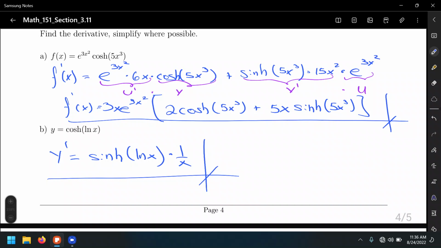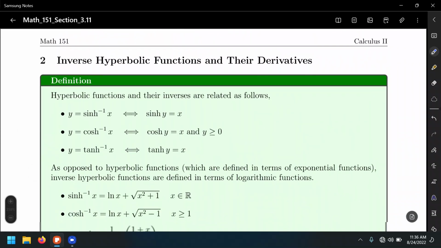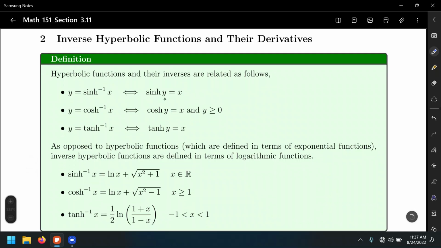Okay, so let's see what's next. When we talk about hyperbolic functions, which we already learned are described in terms of exponential functions, we know that exponential functions have an inverse, right? What's the inverse of the exponential function? The logarithmic function. So we are going to use the same idea in order to describe these functions. This is the definition of going back and forth between a function and its inverse, right?